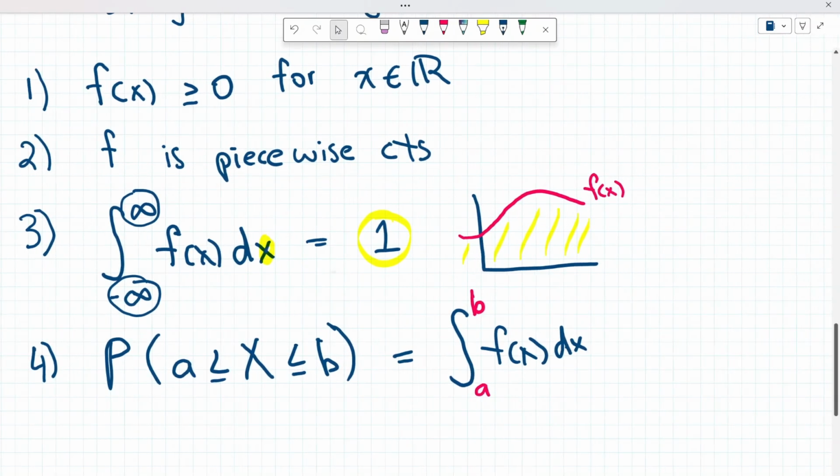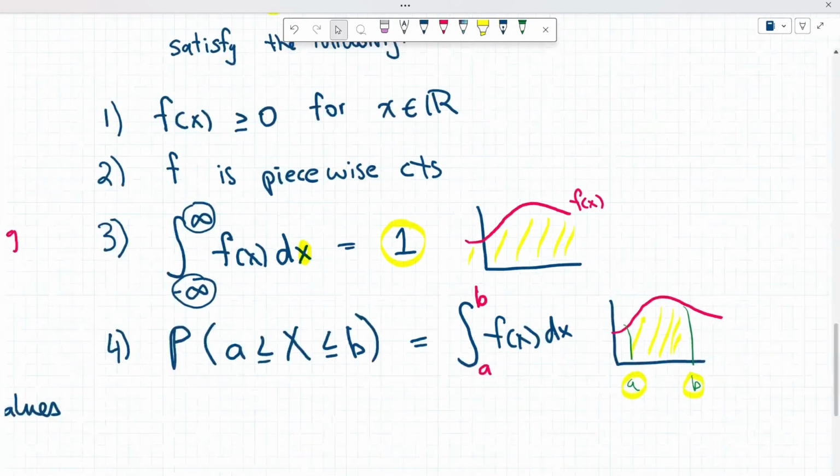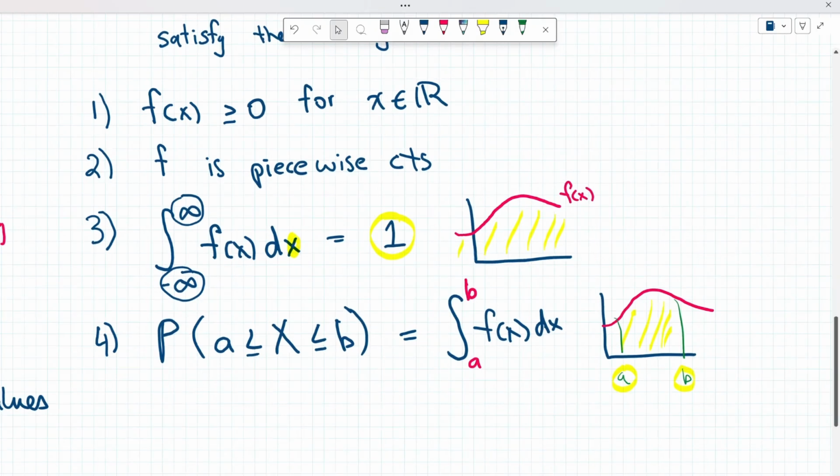So if we're looking at a picture, again, we might have our function f over here, and we are looking at specific bounds from a to b, and that means that to get that probability where x is between a and b, we're looking at that area under the curve from a to b. Okay, so those are the 4 things that it has to satisfy to be a PDF.